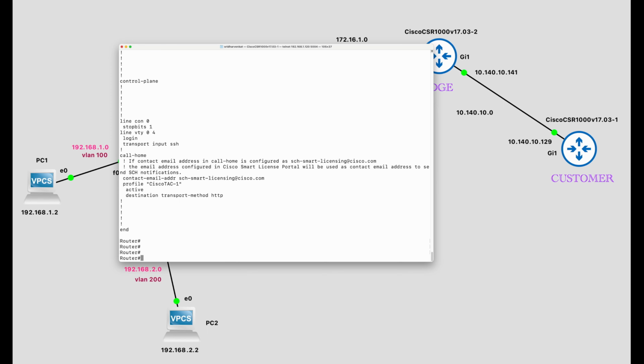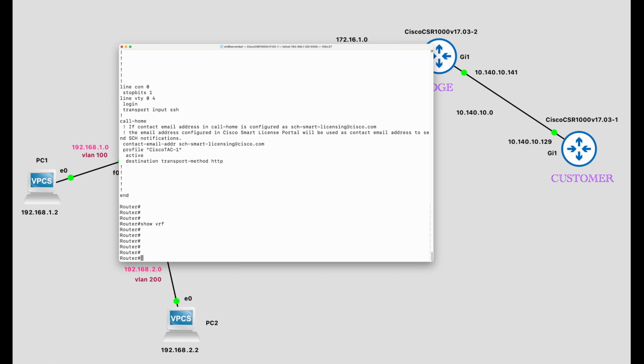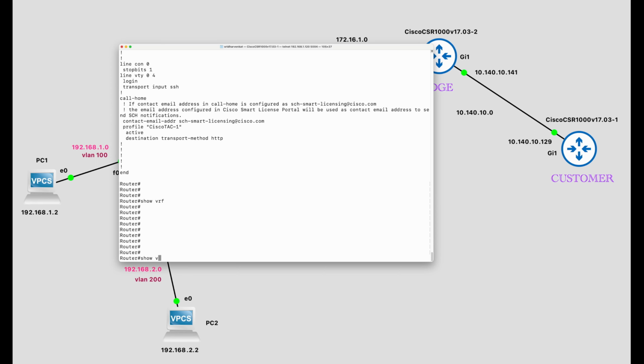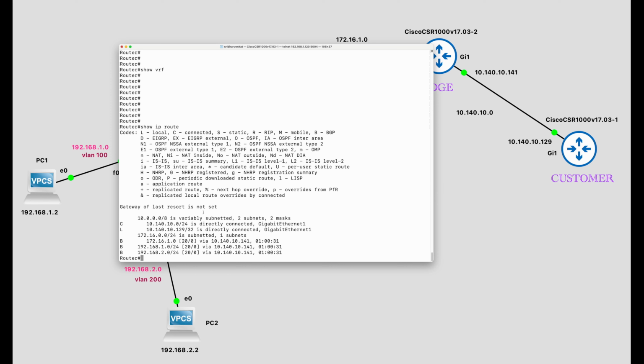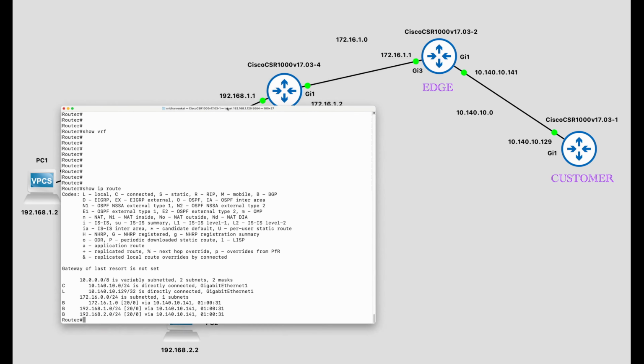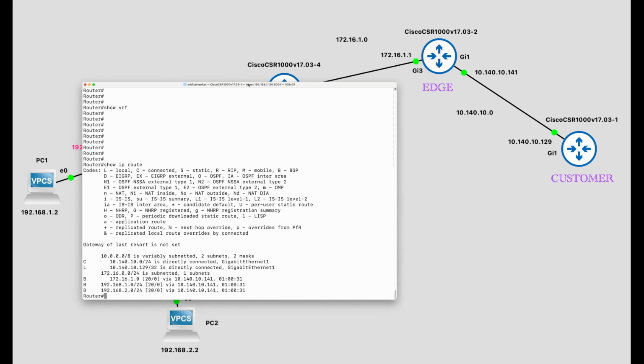And there is no VRF or anything like that here, so show VRF shouldn't show anything, and show IP route shows quite a lot of things here. So first of all, the 10.140.10.0 network is directly connected to the customer router, so nothing interesting there. This 172.16.1.0 network got imported. That is the network between the core and edge routers, and that is imported into the customer router. And also both the VLAN networks 192.168.1.0 and 2.0 also got imported into the customer router.